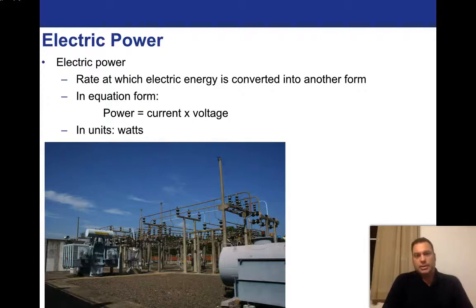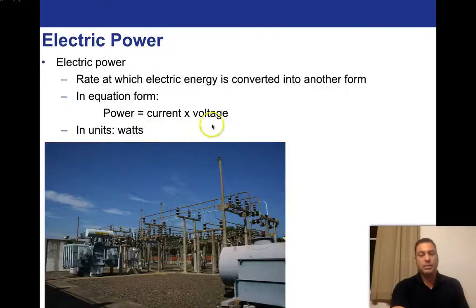So what does that mean, electric power? Well, electric power is the rate at which electric energy is converted into another form. In equation form, power is equal to current times voltage. So there's voltage again. We know the current, we can figure out the power, and that gives us the watts.